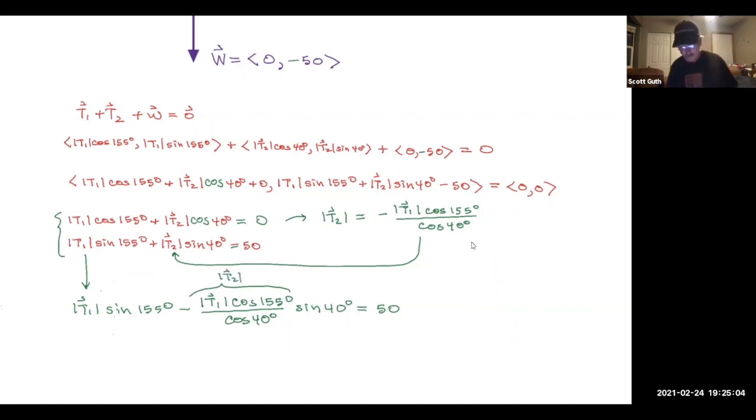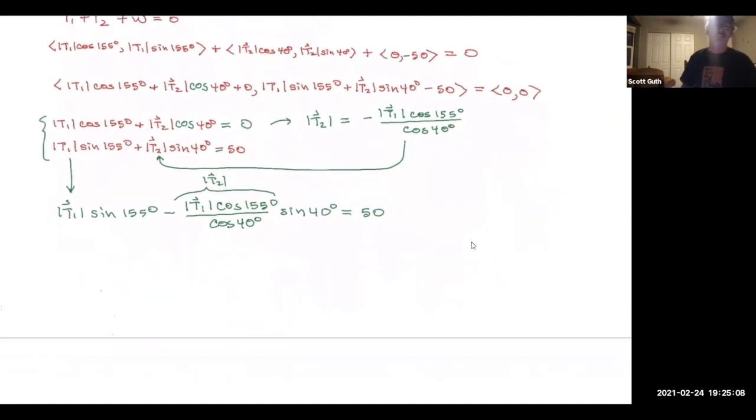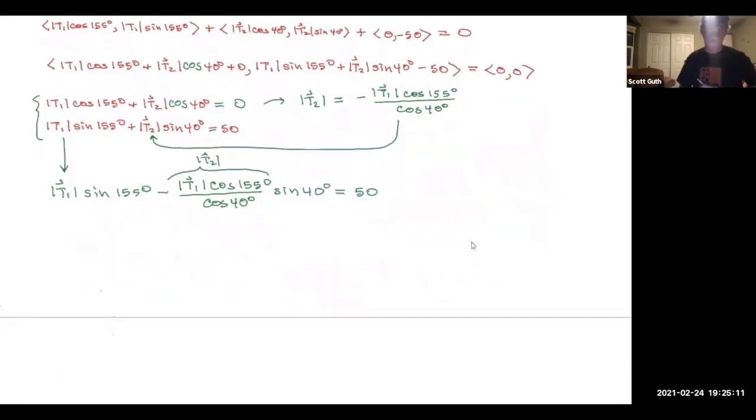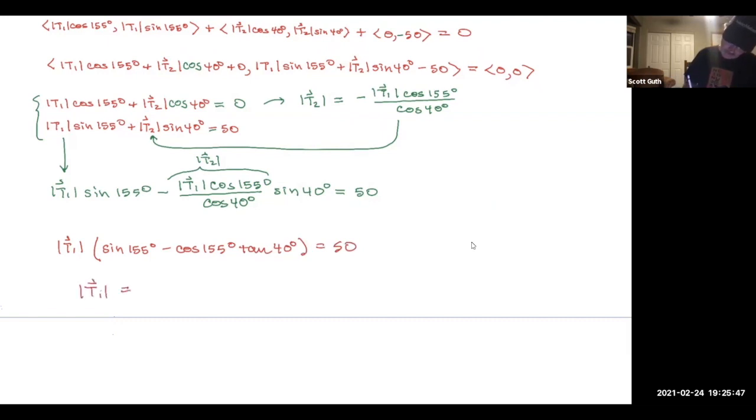And you see, I'm avoiding using my calculator now. I don't like calculators, I guess. Okay, but this is now to a point where it's actually pretty easy to factor out magnitude of T1. So I probably would do that. Factor out magnitude of T1. And then inside you get the sine of 155 degrees minus cos 155. And then I see a sine of 40 over cosine 40, so I'm going to write that as a tan of 40. Like that equals 50. So now we can say the magnitude of T1 is 50 over that other mess.